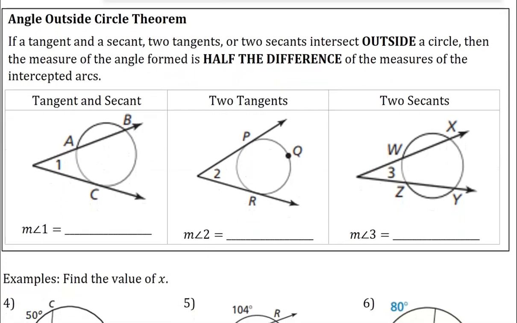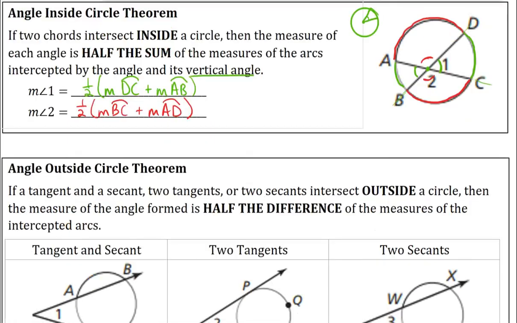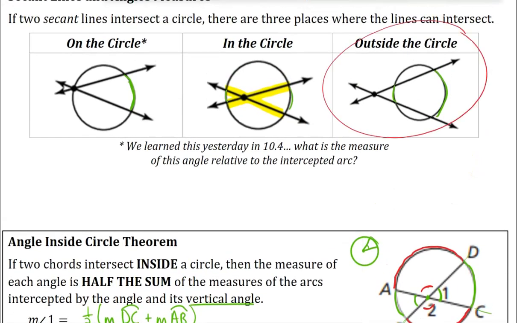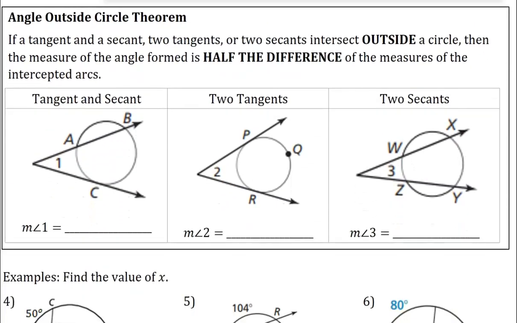So angles that are intersecting outside the circle, which, remember, is the last of the three types. So now we're going to look at this one right here. This could happen a few different ways, but the important thing is the vertex is outside the circle. It could be a tangent line and a secant line, two tangent lines, or two secant lines. It does not matter. If the vertex of the angle is outside the circle, then the measure of the angle is half the difference, not half the sum like when it's two chords, half the difference of the measures of the two intercepted arcs.